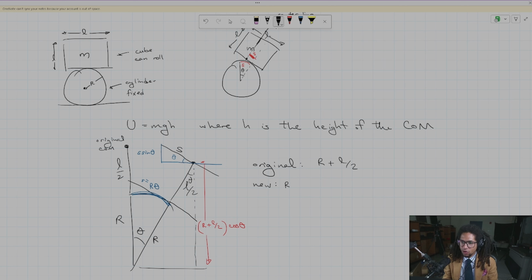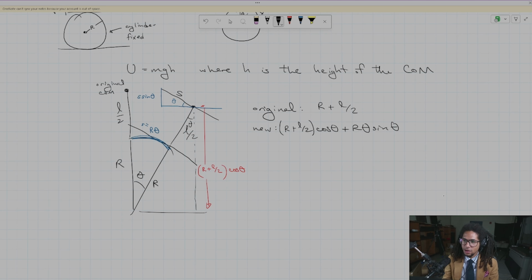Okay, so what do I get? I get r plus L over 2 cos theta plus r theta times sine theta. Good. Now, it's always good to sort of check ourselves in terms of a sense check. So let's quickly do that by thinking about what happens when theta equals 0. Does this go to the right thing? And indeed it does. Notice that if theta goes to 0, that's going to go to 1, takes this back to r plus L over 2, and this goes to 0. So we're good.